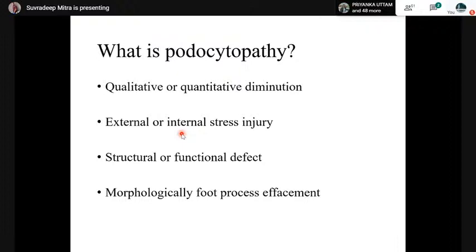Remember that podocytopathy does not only include minimal change disease or FSGS or MGN, but essentially any disease which causes disruption of the glomerular filtration barrier is actually a podocytopathy, because it causes some degree of injury and some degree of functional failure to the visceral podocyte. So definition wise, it is a qualitative or a quantitative diminution, usually due to an external or internal stress injury, because of a structural or functional defect, and morphologically, in terms of electron microscopy, it is visualized as foot process effacement, which means flattening of the foot processes.